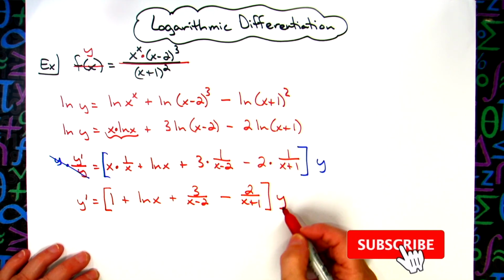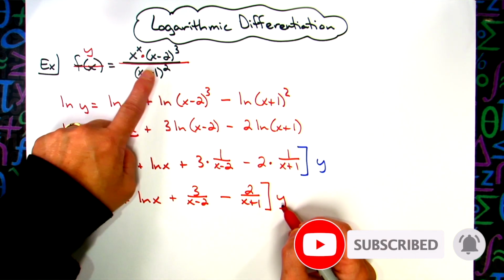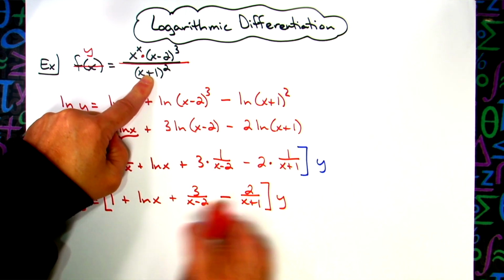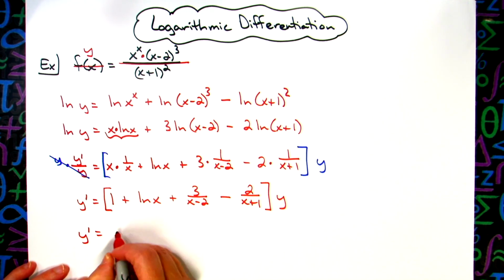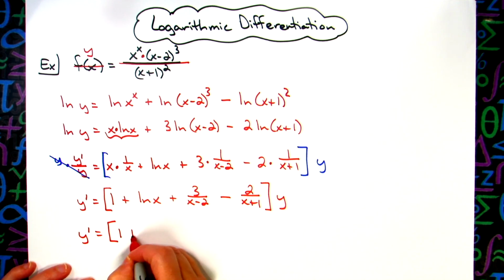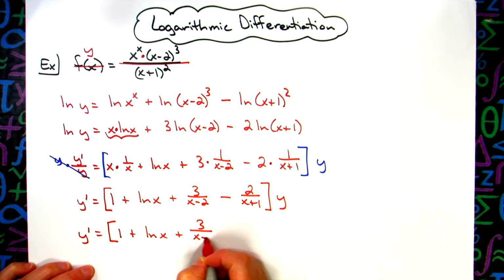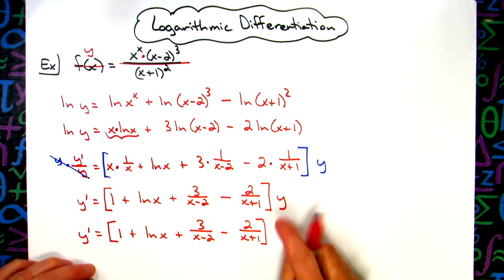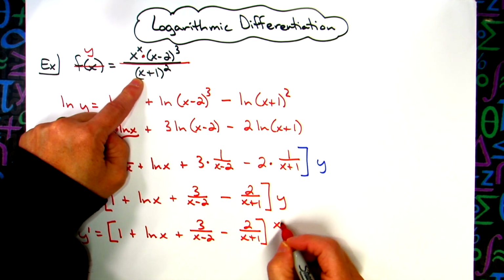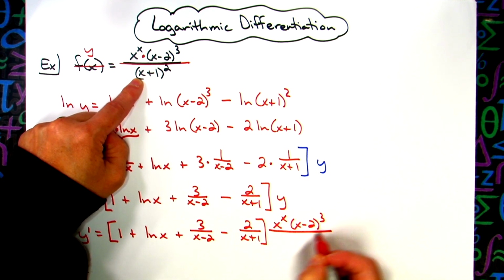Last step here would be to take y and substitute what it is. y is equal to this expression here, which now everything will be in terms of x when I make that substitution. So y prime, writing all of this down, 1 plus natural log of x plus 3 over x minus 2, minus 2 over the x plus 1. Substituting y in: x raised to the x, times x minus 2 to the third power, and then all over that x plus 1 to the second power.